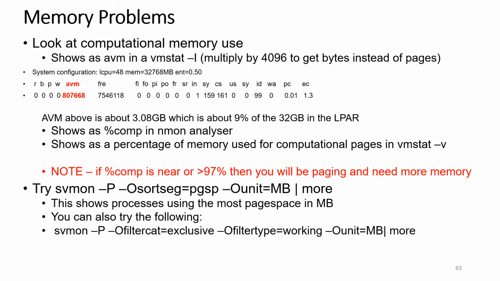So we start out by looking at computational memory use. What's our AVM? That's basically how much memory we have total. And that's what's going to show as percent computational, as a percentage of memory. Like I said earlier, if it gets close to 97%, you have a problem. Then you can use various flavors of svmon to sort processes based on certain parameters. So you can say, tell me who's using most of the page space, tell me who's using most of the memory, etc.